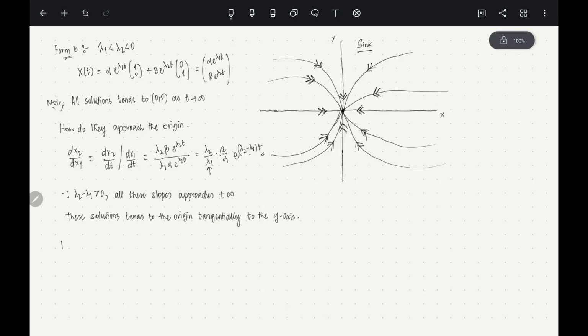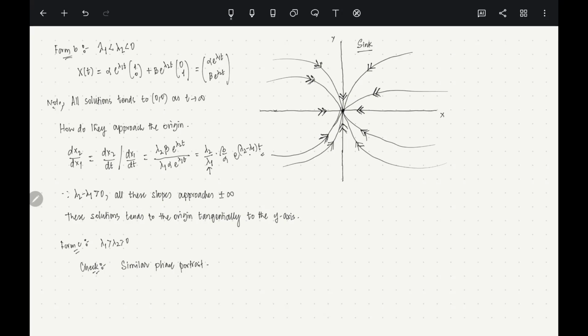Okay, and there is another case, form C. What is form C? If lambda 1 and lambda 2 are both positive, distinct and positive, what is going to happen? Please check this part, you have to do it yourself. You have a similar phase portrait. Whatever we did for the sink case, the same sort of thing works.